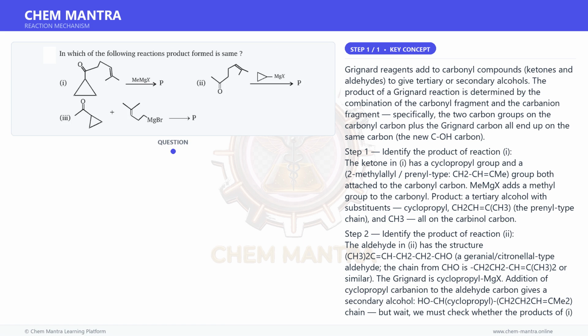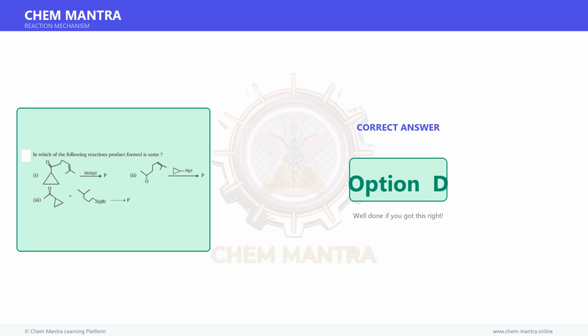Step 5. Which reactions give the same product? Reactions 1 and 3 give the same tertiary alcohol. This corresponds to option D, reactions 1 and 3. Why does 2 fail? Reaction 2 involves an aldehyde giving a secondary alcohol, structurally different from the tertiary alcohol from 1 and 3. Therefore, the correct answer is option D.